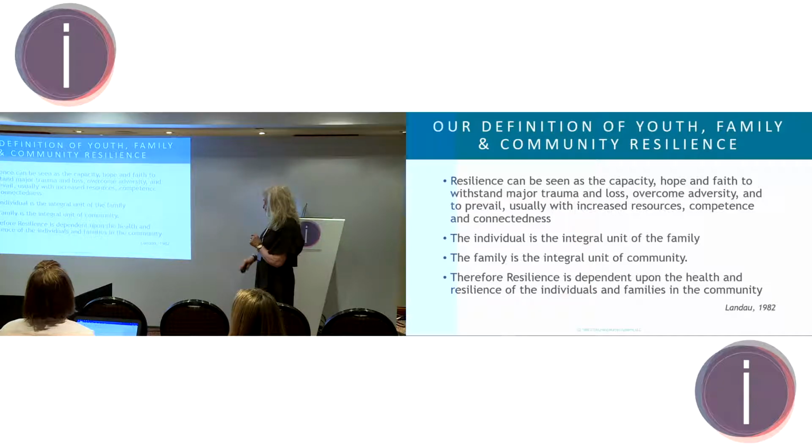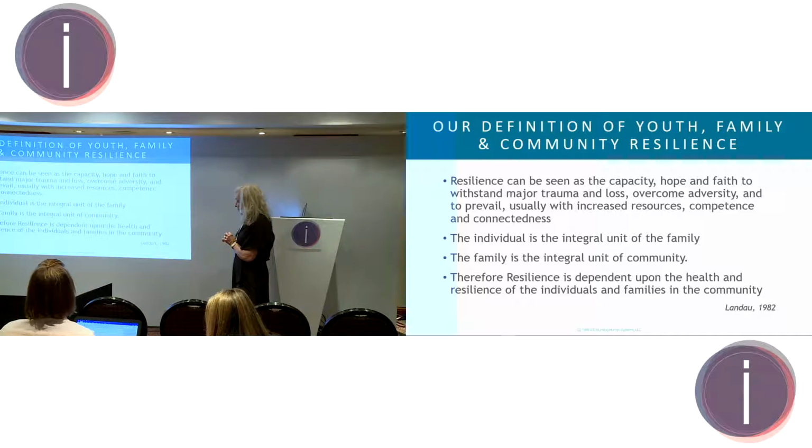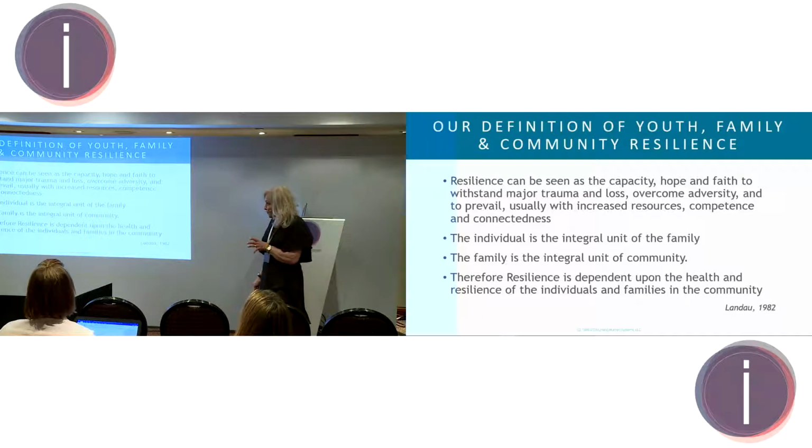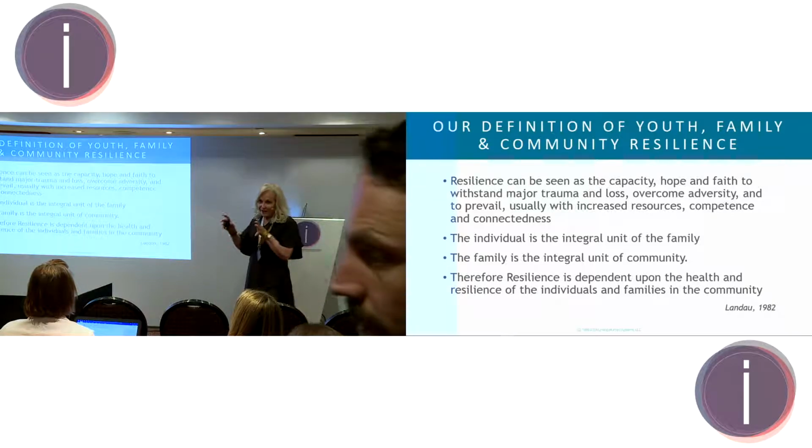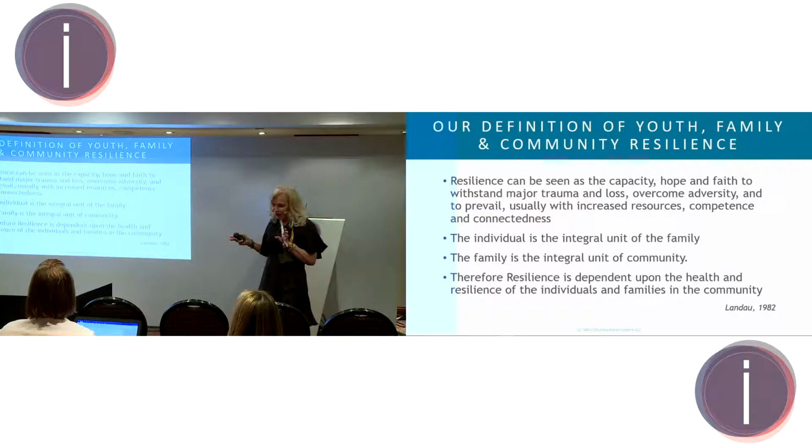So just to get us started, our definition of youth, family, and community resilience. Resilience can be seen as the capacity, hope, and faith to withstand major trauma and loss, overcome adversity, and to prevail, usually with increased resources, competence, and connectedness. We see the individual as the integral unit of the family, and the family as the integral unit of community. So resilience is dependent upon health and resilience of both individuals and families in the community to build that whole larger system.